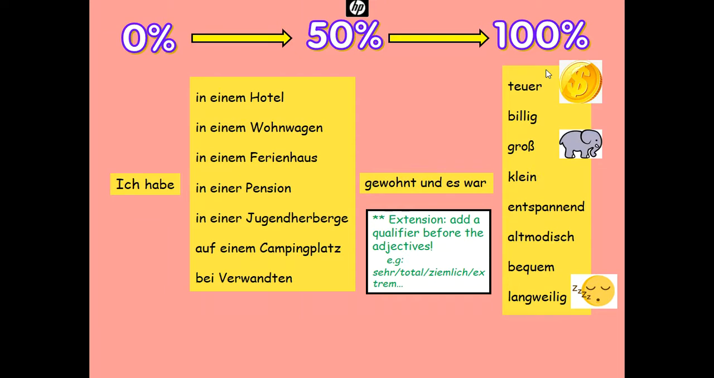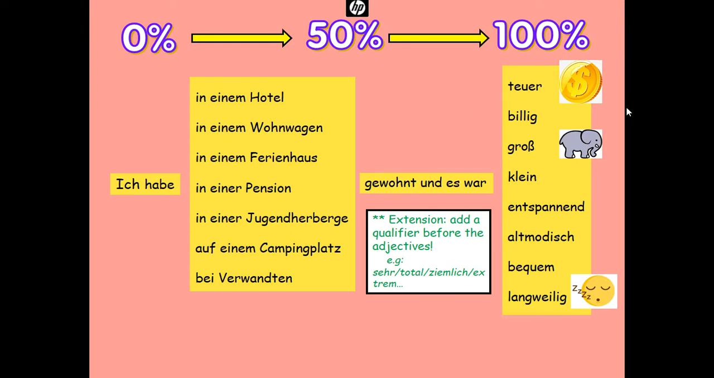Okay, now if we were in school, we would be playing the 50% game in pairs, but we can't do this now. So I'm just going to talk you through this. You've got various options of making sentences here. So ich habe, then you choose a type of accommodation out of the first box. Gewohnt, stayed, und es war, and it was. And then in the last box, you've got some adjectives that you could use to describe it. So if you made a full sentence, it could be I stayed in a hotel and it was small. Ich habe in einem Hotel gewohnt und es war klein.